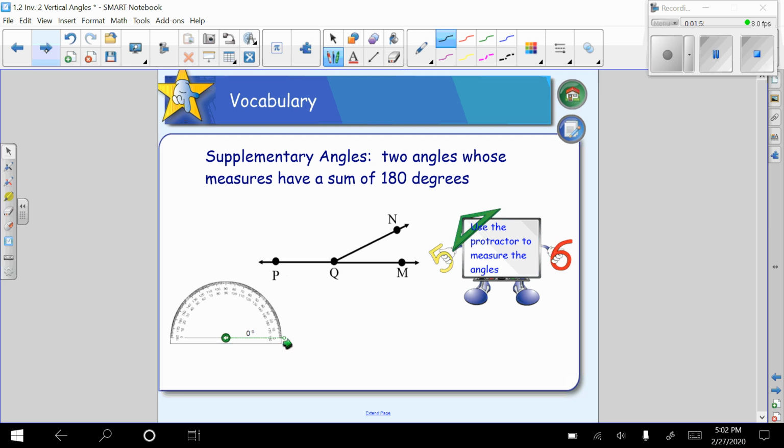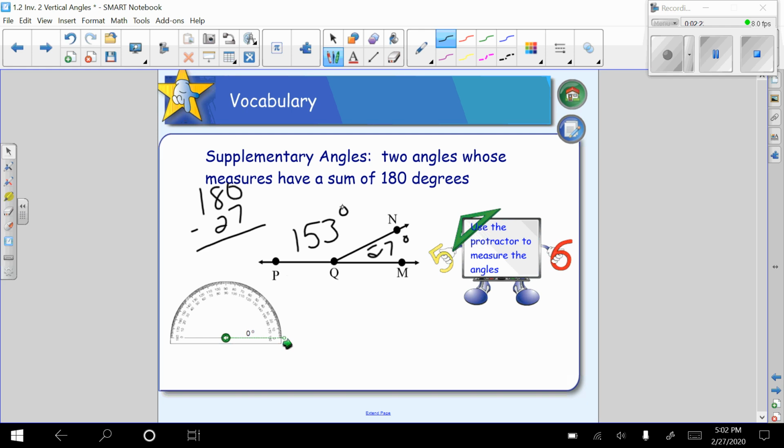Another type of angle that we have is a supplementary angle. Supplementary angles are when two angles added together make 180 degrees. They form a straight line. That's 180 degrees. So if I know what one angle is, let's say this angle is about 27 degrees, I can find the other one. 180 minus 27 gives me what? 153. This angle is 153 degrees.